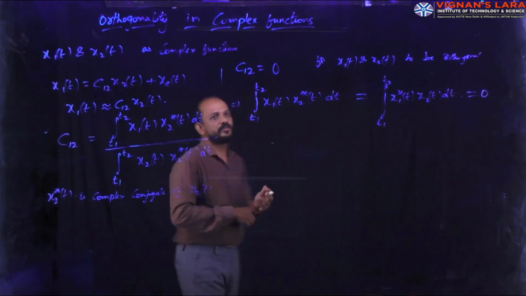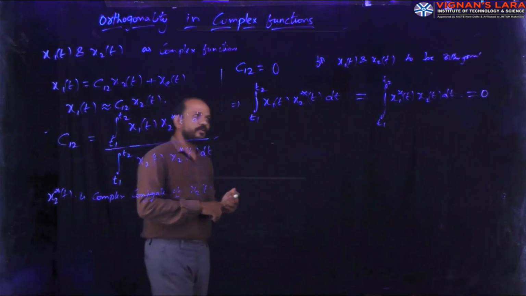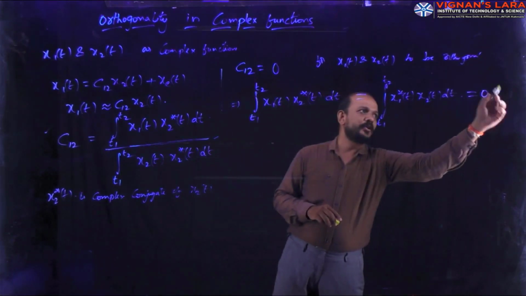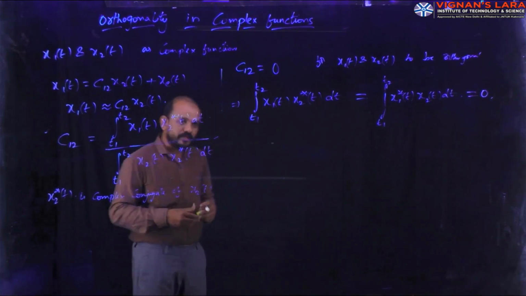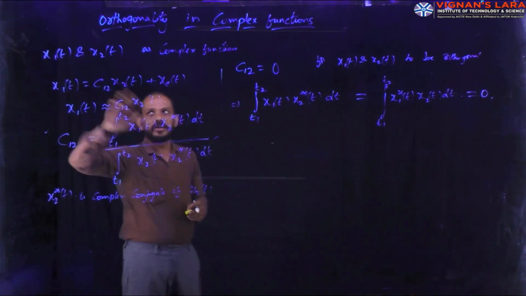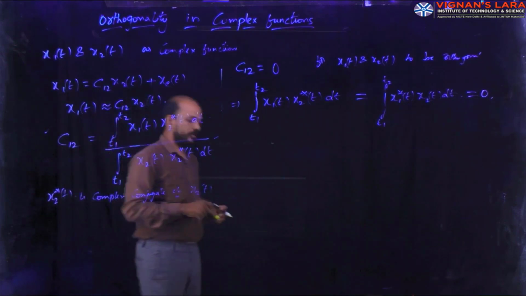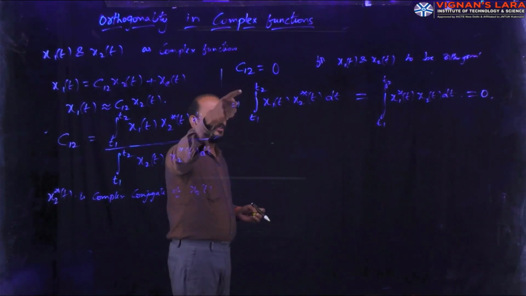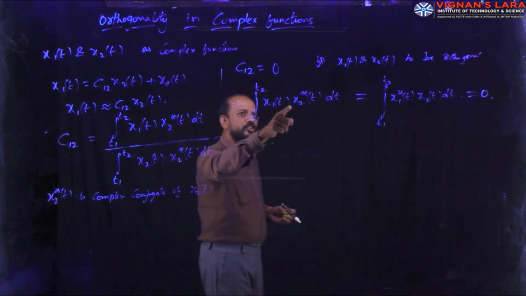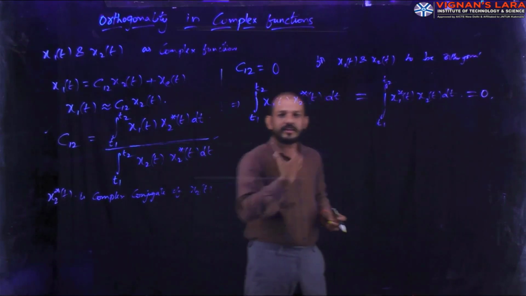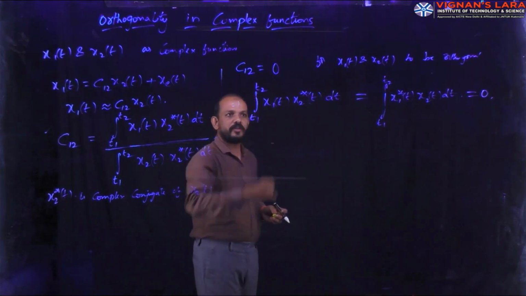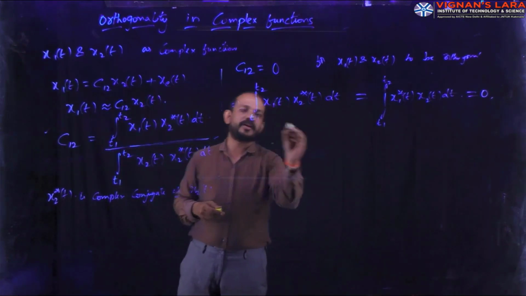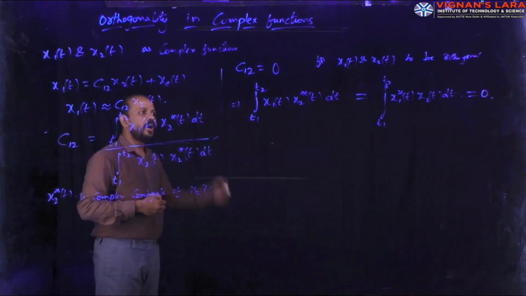That is, integral t1 to t2 x1 of t x2 star of t dt equals integral t1 to t2 x1 star of t x2 of t dt, and that will be equal to 0. So this is the condition for two complex functions to be orthogonal. If integral t1 to t2 x1 of t into x2 star of t dt is equal to 0, then I can say the two complex functions x1 of t and x2 of t are orthogonal.